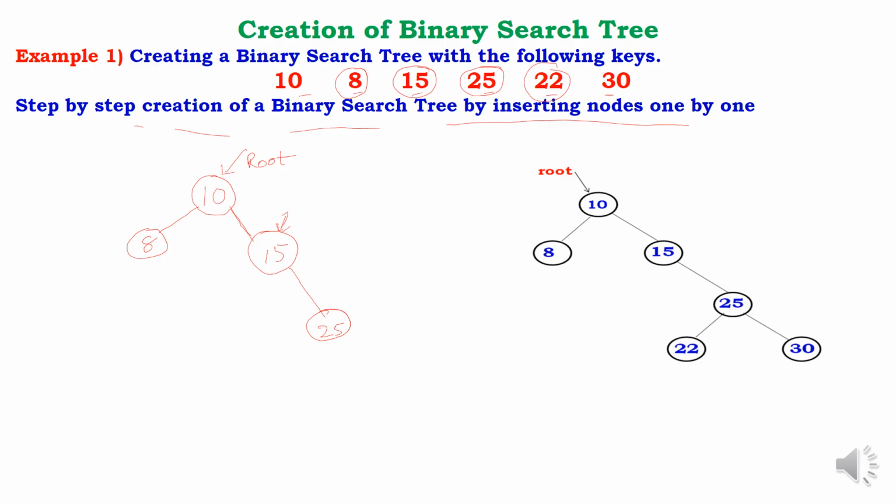Now the pointer is pointing to 15. Is 22 greater than 15 or less than 15? It is greater than 15. It should come in the right subtree. Is right null? No. Right is already filled.